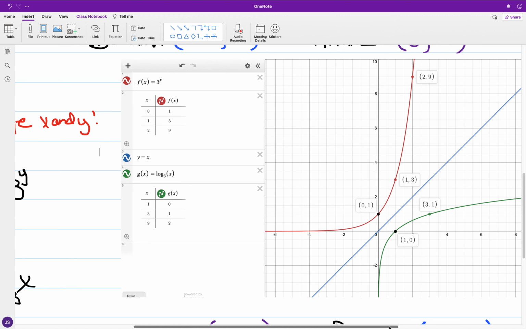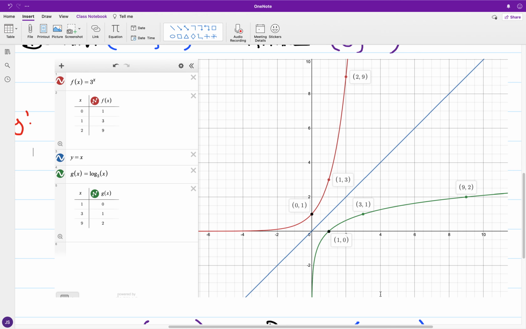And then for the inverse, with the base 3 logarithm of x, if I interchange the x and y values, so for x at 1, 3, and 9, the respective values in y will be 0, 1, and 2. And so again, we have interchanging x and y values between the exponential function and the logarithmic counterpart. And both of these graphs will reflect each other about the line y is equal to x.